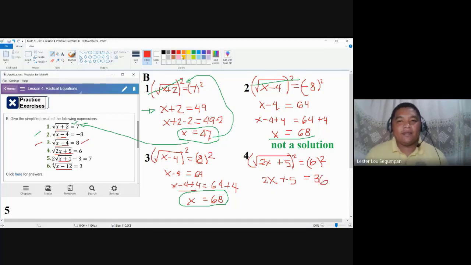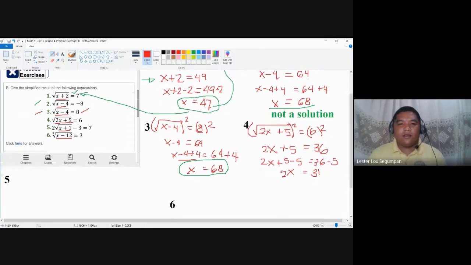This is the time that we can subtract both sides by 5. So you have 2x plus 5 minus 5 is equal to 36 minus 5. And then you have 2x is equal to 31. Right? Sir, is it possible to get an answer which is a fraction? Definitely yes. As long as the number is a real number, it's still acceptable. Because when you divide both sides by 2 here, the value for x is 31 halves.